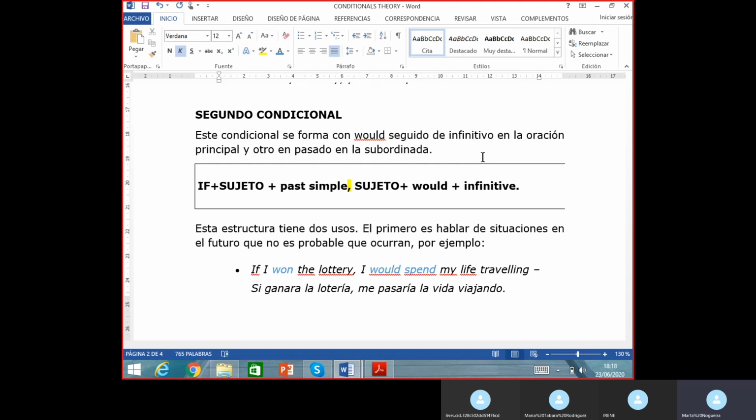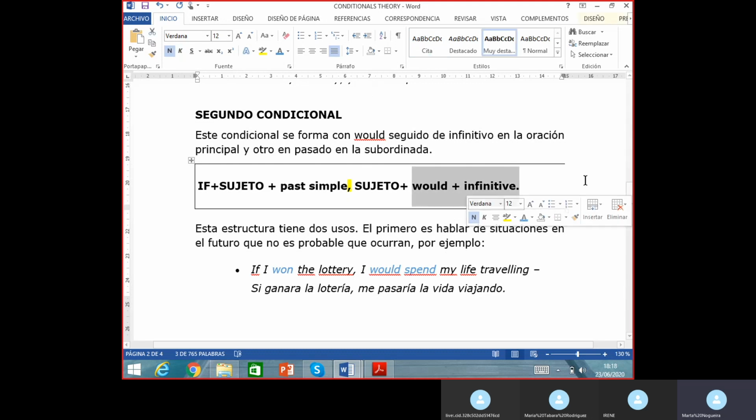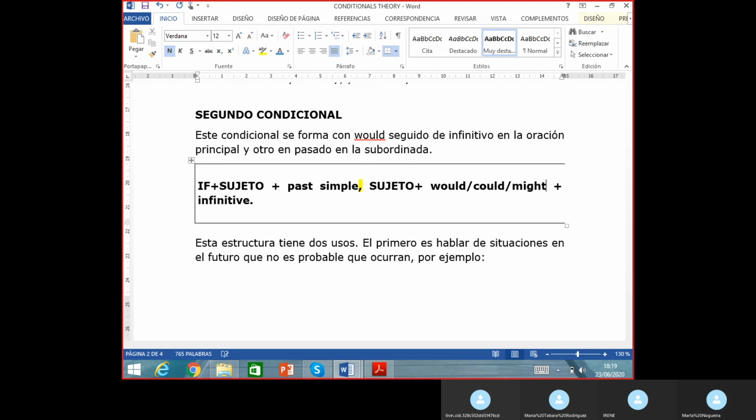And then in the other clause, you're going to find subject plus would plus infinitive. Okay, instead of would, you could also have could, might. Okay, the normal thing is that you have would. I'm going to highlight it. But you could have another modal that we're seeing in some days, in few lessons.